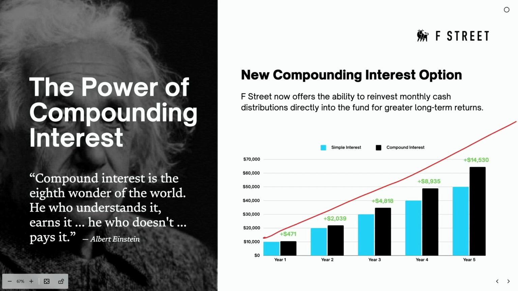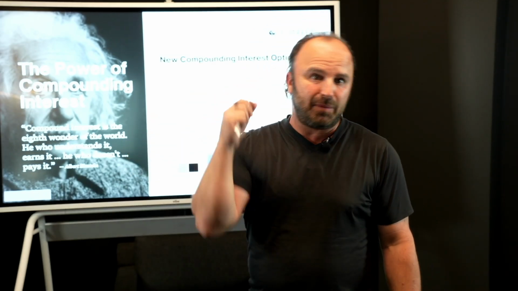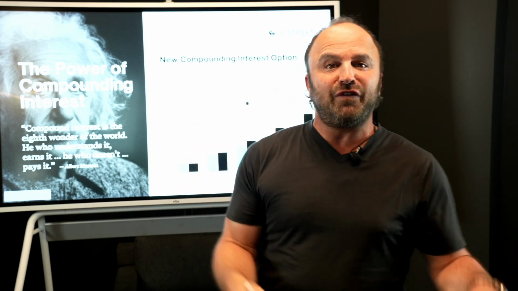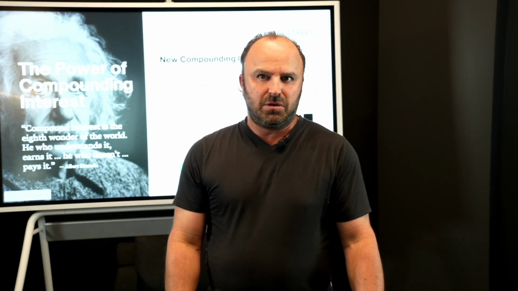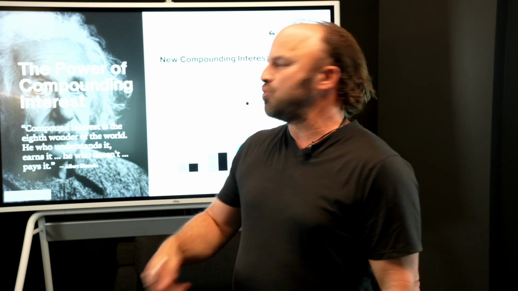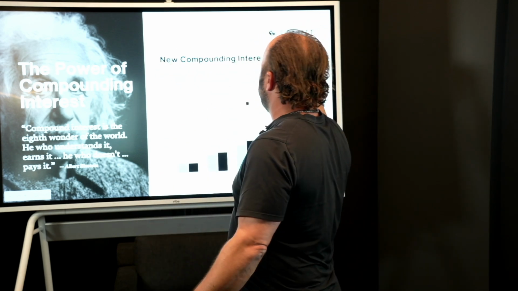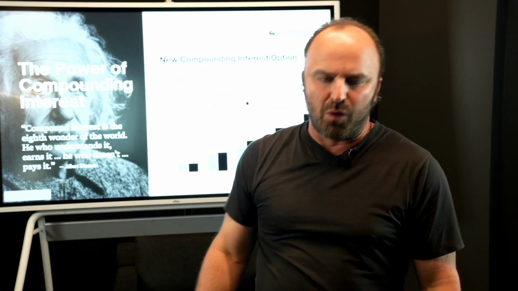I encourage you to consider it. It's at your discretion. If you want to check every month, I'll pay it to you. If you want to compound it, I'll compound it. If you want to do a hybrid 50-50, 60-40, 70-30, you pick, we'll make it happen. But we now have the ability to offer a new compounding interest option. Your money gets to earn money and earn money. Amazing.